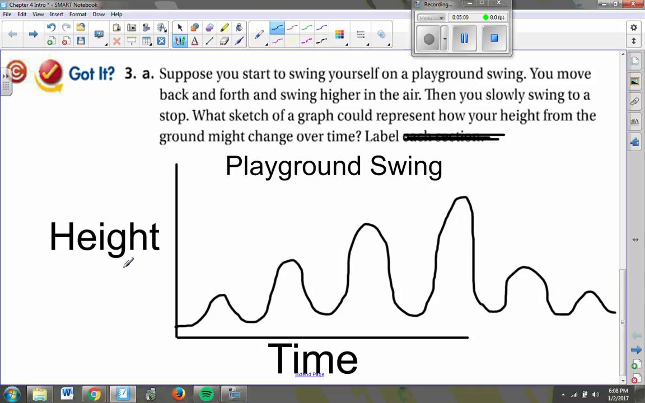Okay, so these are just rough sketches. Notice I didn't plot any points here. There's no numbers on my x and y axis. I'm just showing what is happening to these two different quantities as time goes by.